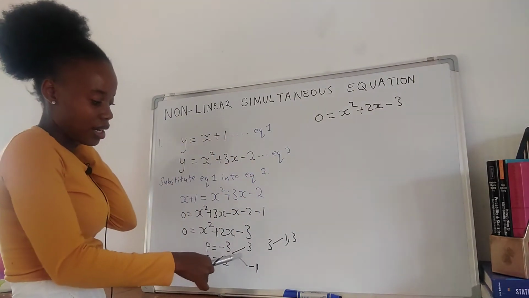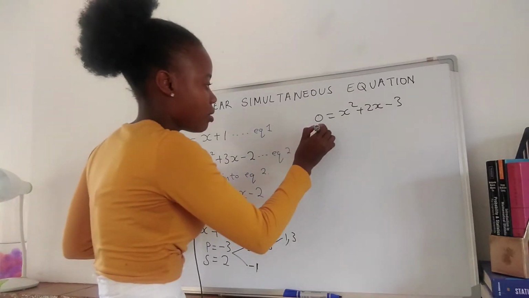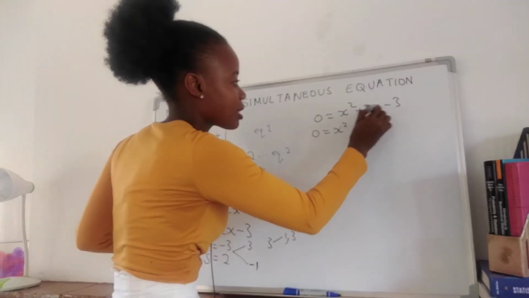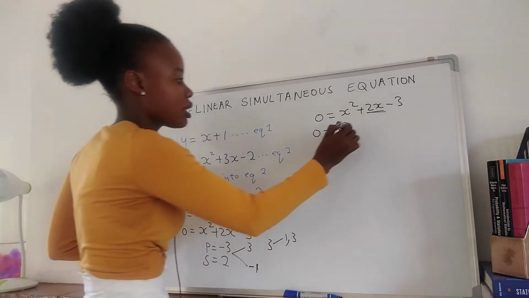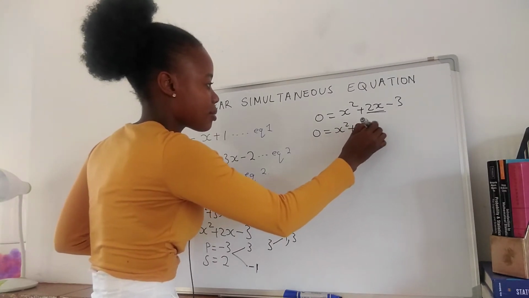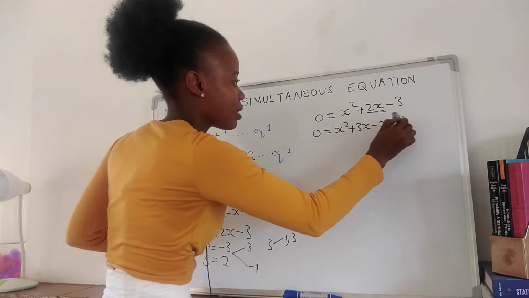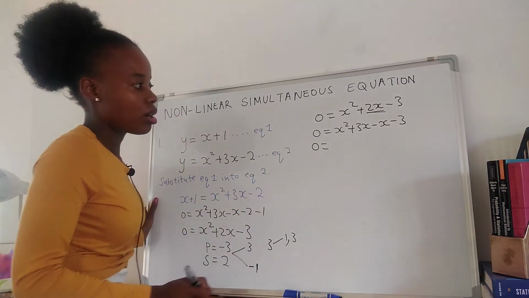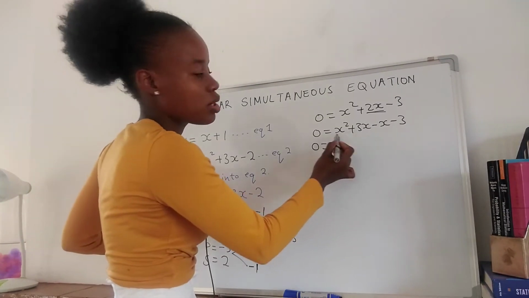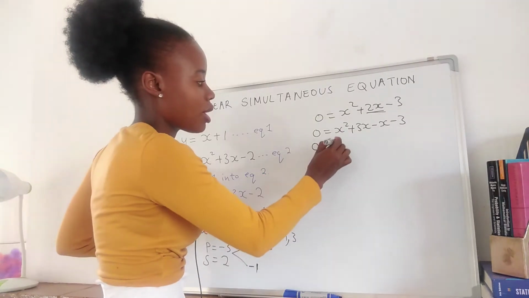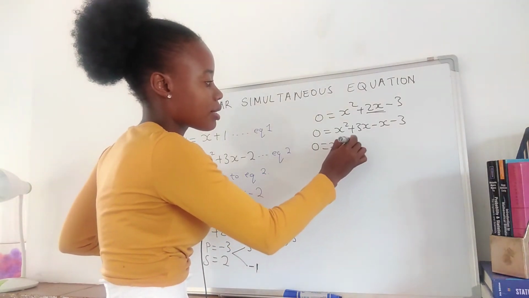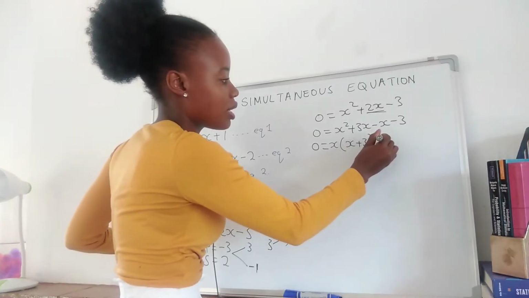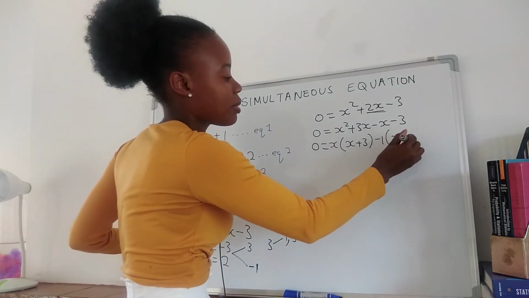We have 3 and negative 1. We can say 0 equals x squared, instead of writing 2x, we're going to use 3x minus x minus 3. We factorize. Between these two, the common factor is x, so x plus 3. Common factor between these two is negative 1, negative 1, x plus 3.